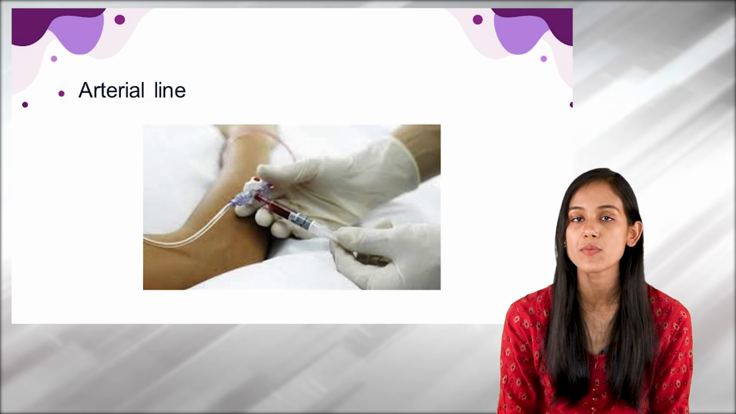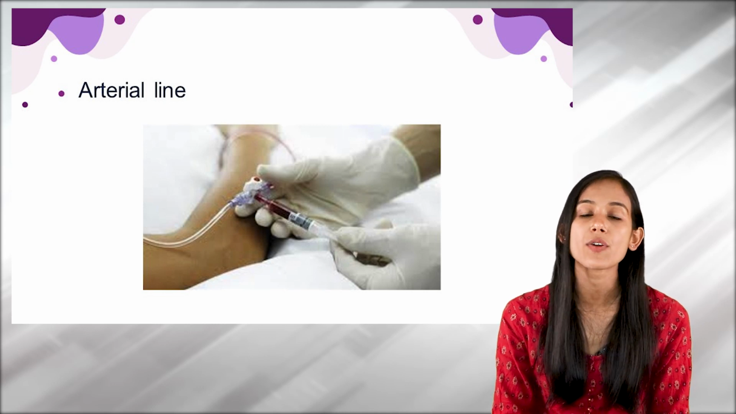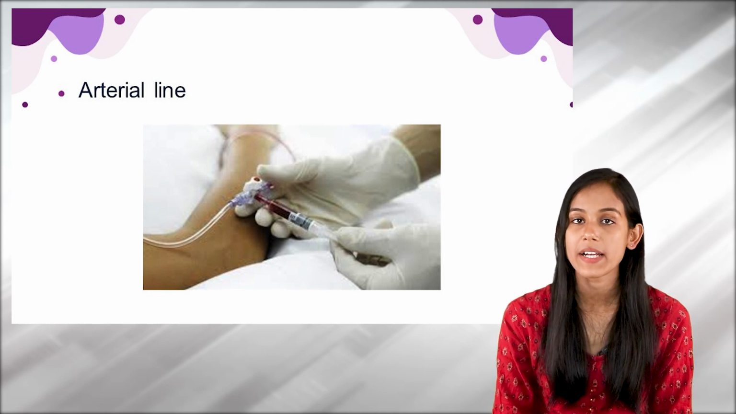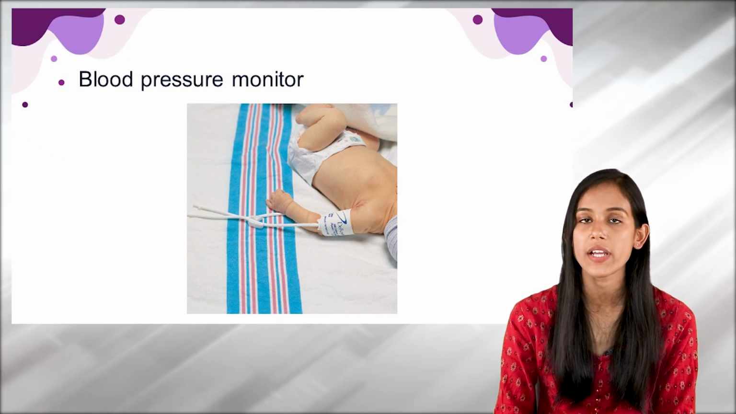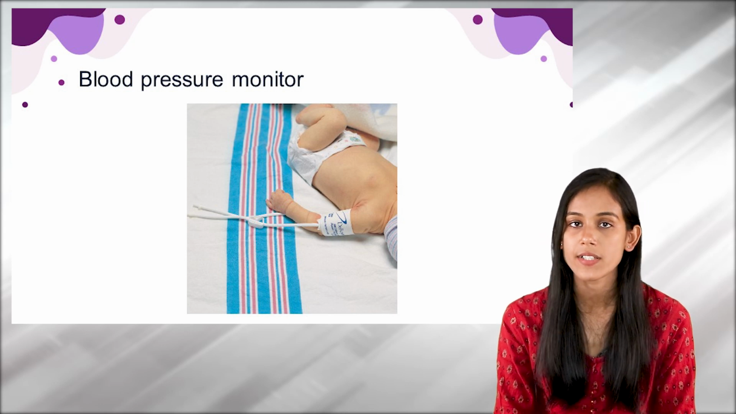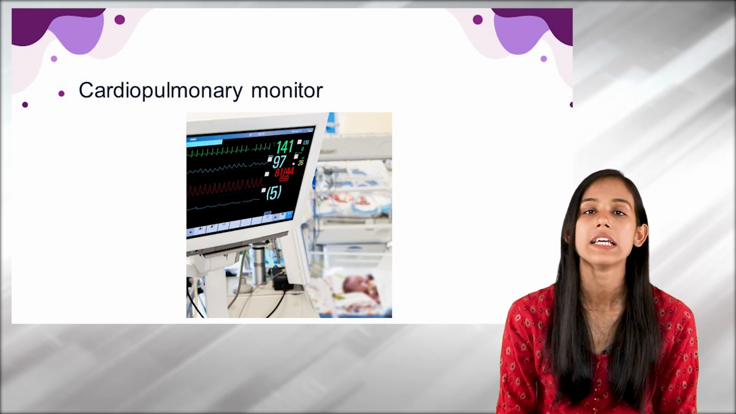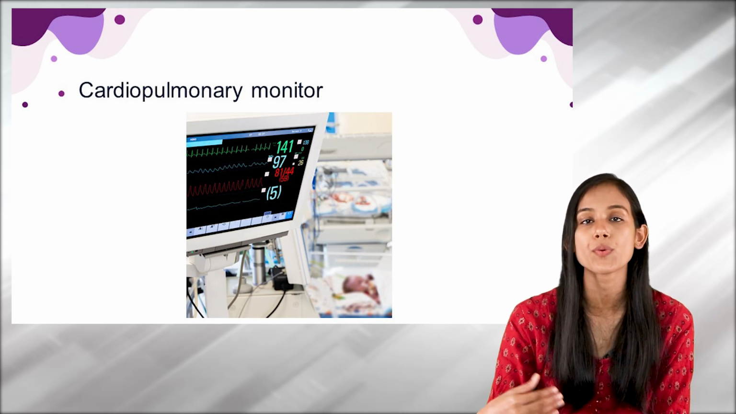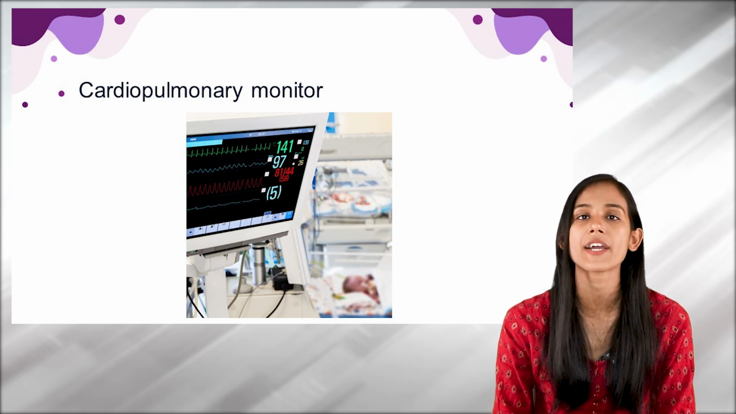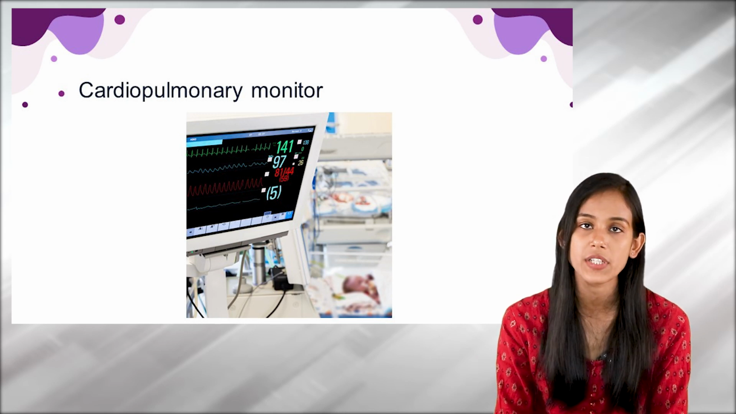And then there would be an arterial line, which is a thin tube which is directly inserted into the artery. This would give a reading of blood pressure and it would measure the blood gases. Then there will also be a blood pressure monitor. This monitor would take the reading at regular times and it would be displayed on the screen. Next, there is the cardiopulmonary monitor. This cardiopulmonary monitor tracks the neonate's heart and respiratory rate. Whenever the heart rate goes too high or the breathing rate goes too high or vice versa, if it comes too low also, there would be an alarm and the staff would get to know about that.